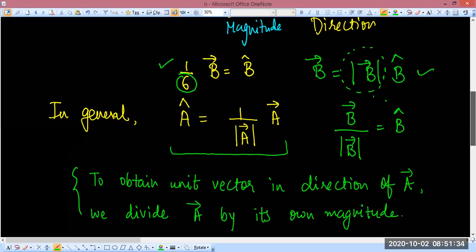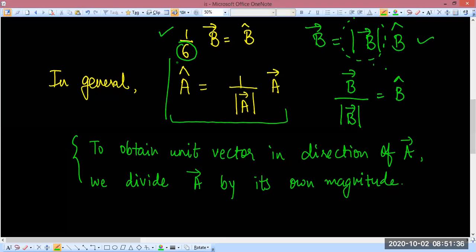All right then. So please remember this formula and this is its meaning, correct? What I've written here is the meaning of that formula. Whether you write 1 upon magnitude or write it directly as division, both are okay, right? Not like you have a problem with either, right?